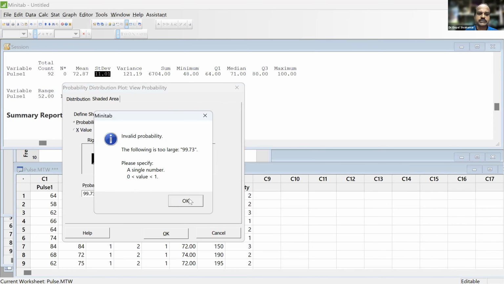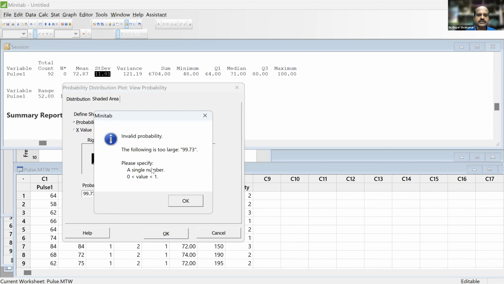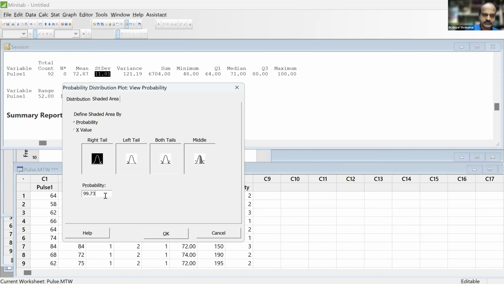I choose this. Probability 99.73, left tail, right tail, both tails, middle. The following is too large. Please specify a single value. Oh, sorry, correct. I cannot say 99.73 in this manner. I have to say 0.9973. So just to know the format, 0.9973.